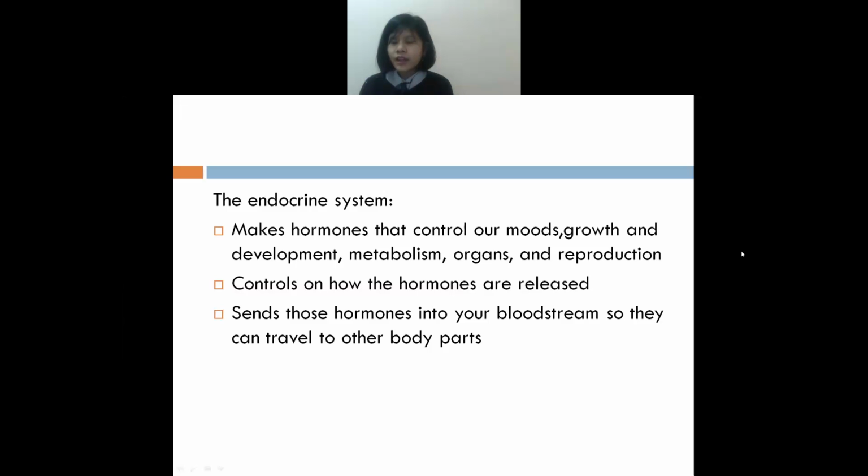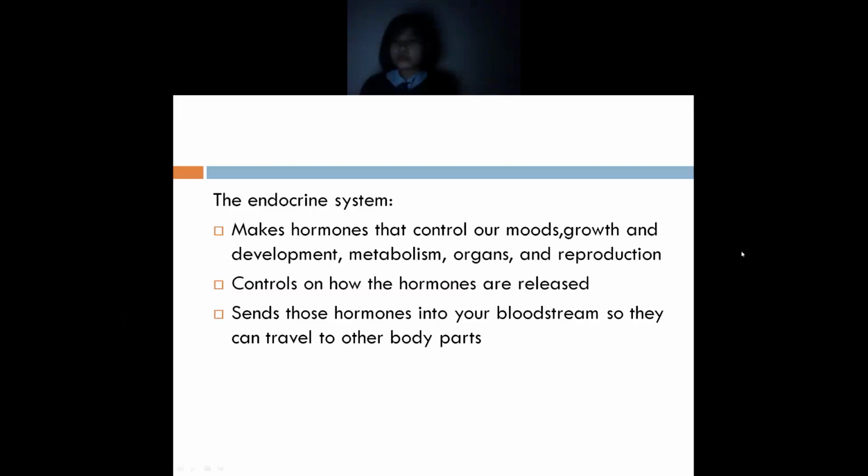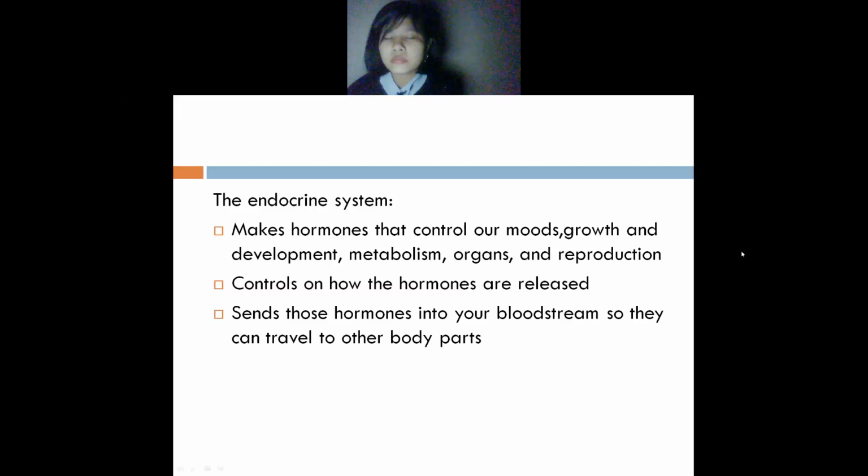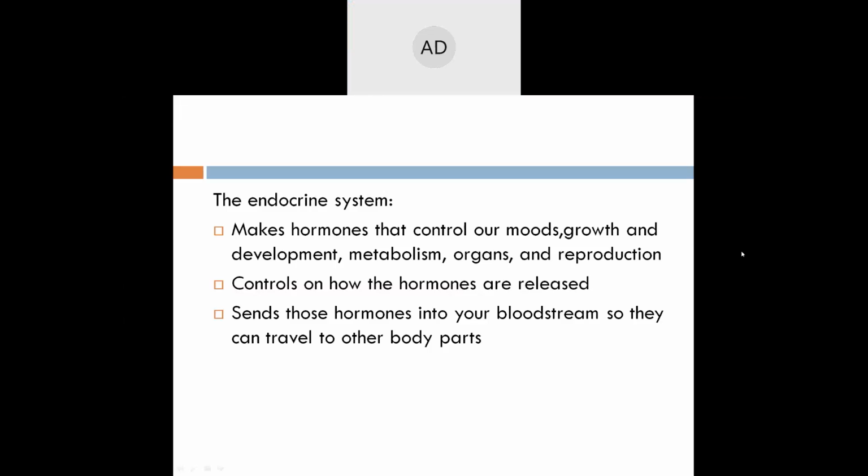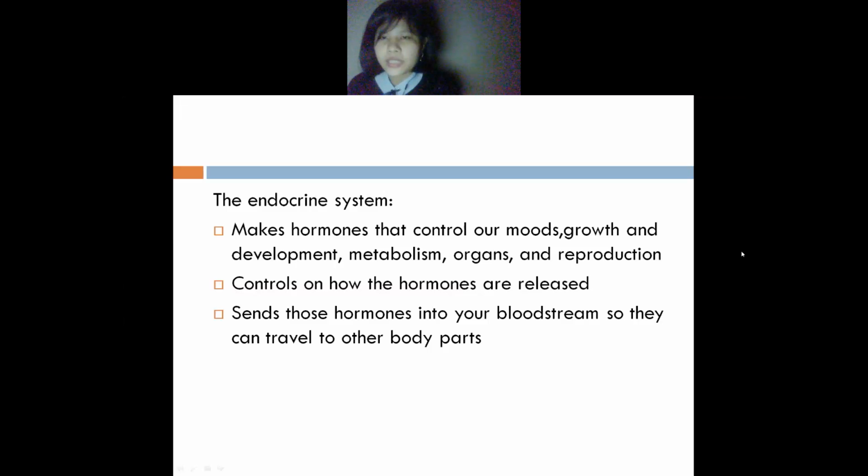Did you understand, everyone? Yes. And also they help your body to metabolize, I mean, to function in a proper manner. Understand? And also your organs. In the organ system it helps, and as well in your reproductive system. This endocrine system. And next is controls how the hormones are released. What does it mean by this?